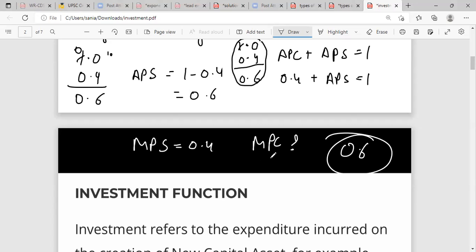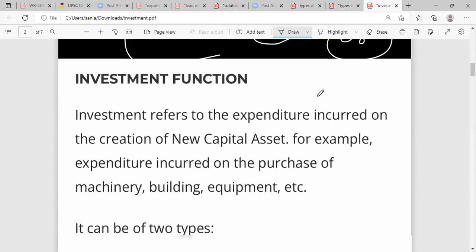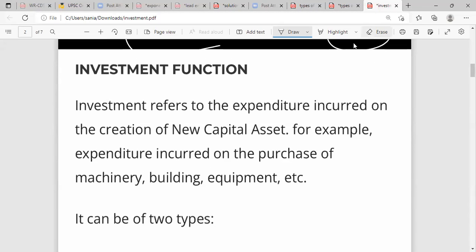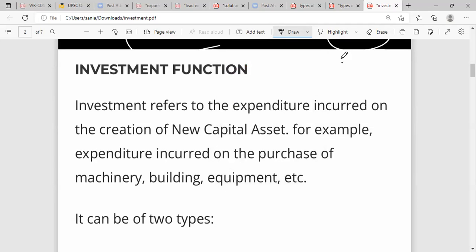So somewhere they'll be giving you MPS and you have to find MPC, or they'll be giving you MPC and you have to find MPS, or similarly APC or APS like this. Okay. Now let's start with the new concept, which is your investment function. We are already done with the saving function, right? We are already done with the consumption function. Now the next term is your investment function.